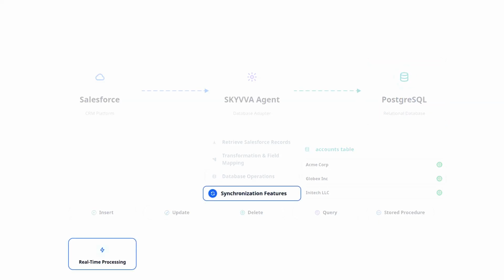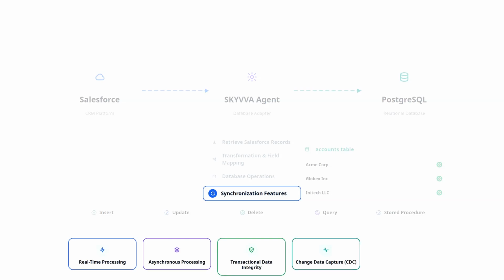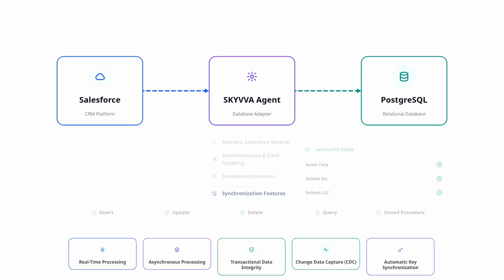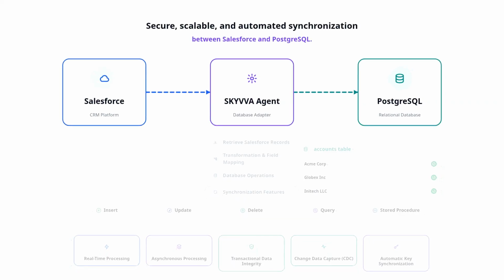With real-time processing, asynchronous handling, transactional integrity, change data capture, and automatic key synchronization, every update stays reliable and consistent. The result: secure, scalable, and automated synchronization between Salesforce and PostgreSQL, all without writing a single line of code.